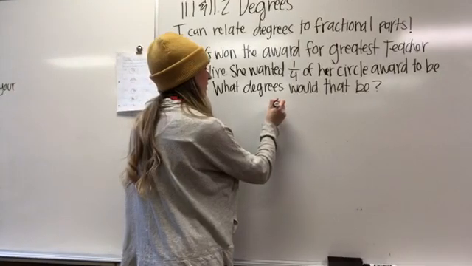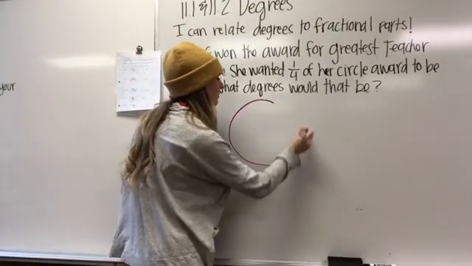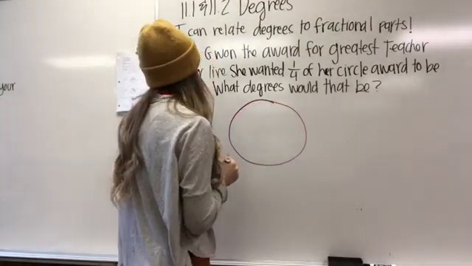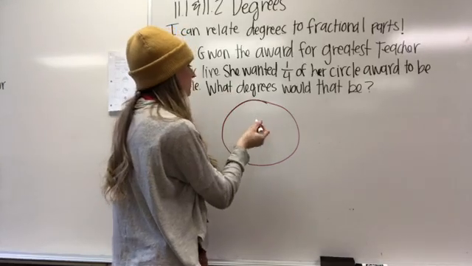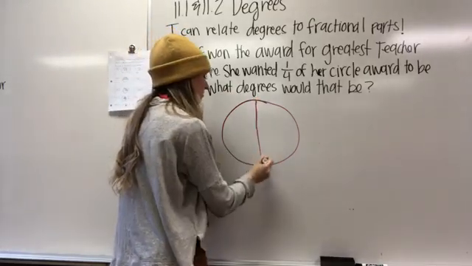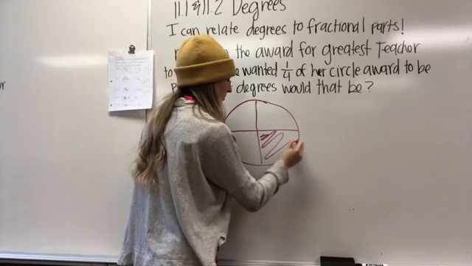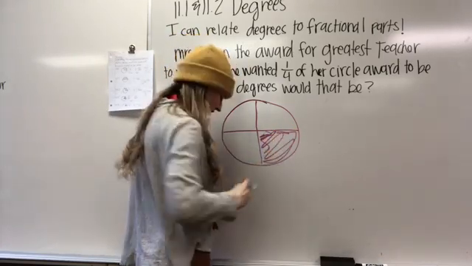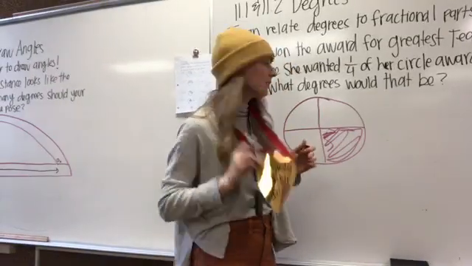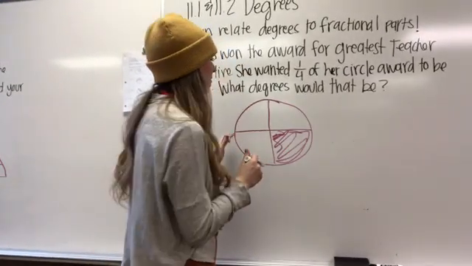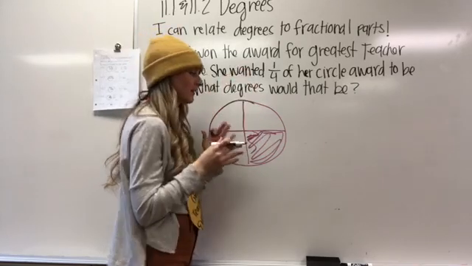So what we need to do first is draw my award. So it's a complete circle. And then it says I wanted 1/4 to be purple. So let's break it up into fourths. Okay, and then we're going to make 1/4 of it purple, just like it is on here. 1/4 of it is purple. Okay. So I want to know how many degrees this would be.